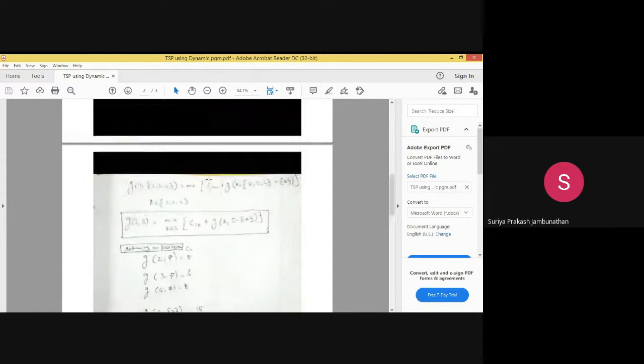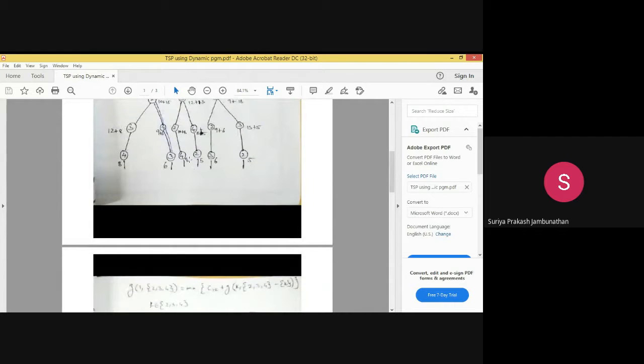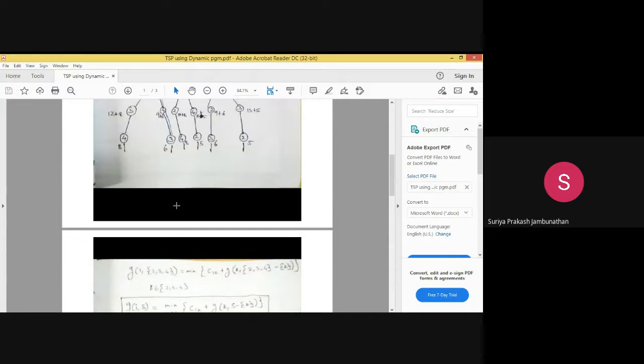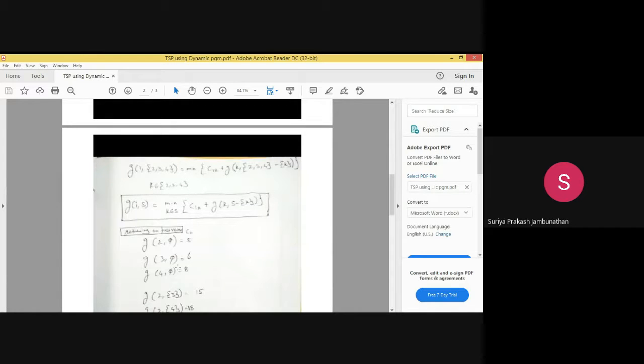Okay, so let's see how we are going to start the formula. We are applying the formula for the leaf nodes. For leaf node 2 the value is 5, for 3 the value is 6, for 4 the value is 8. How are we identifying g of 2 comma pi? 2 comma pi means from 2 to reach 1, the value is 5. G of 3 comma pi means from 3 to 1, the value is 6. G of 4 comma pi means 4 to 1, the value is 8. So these three we wrote from the formula.